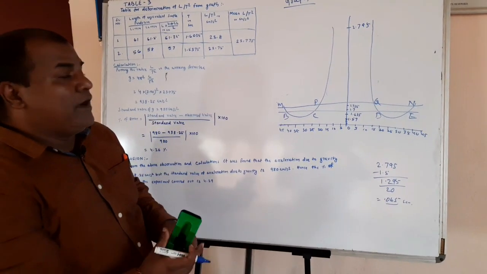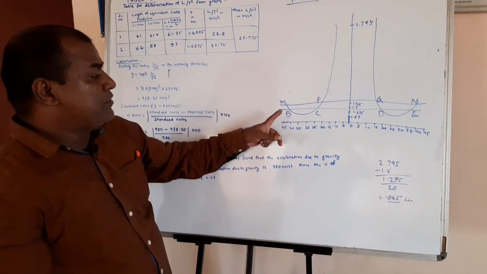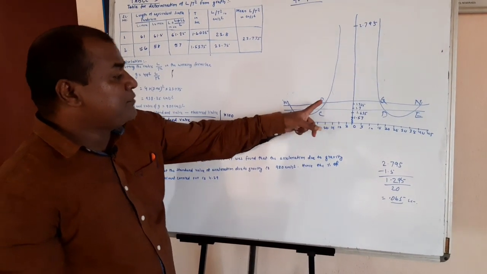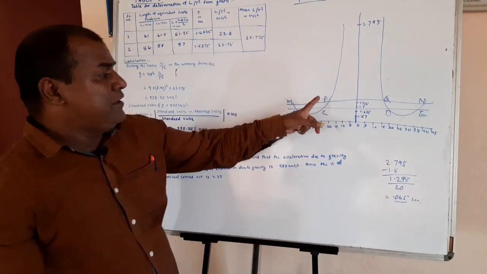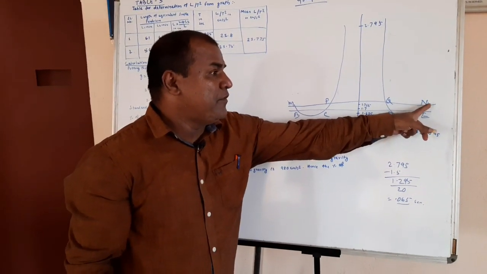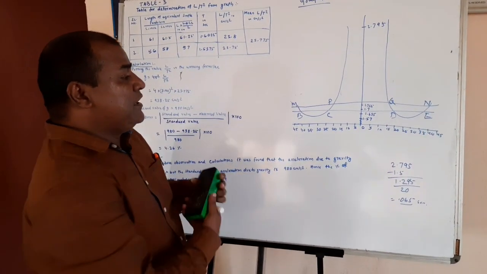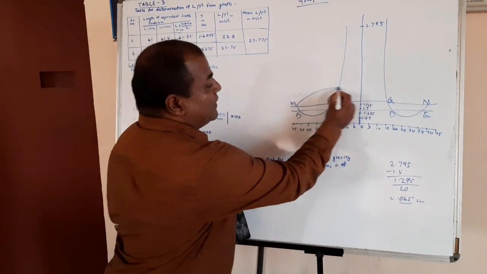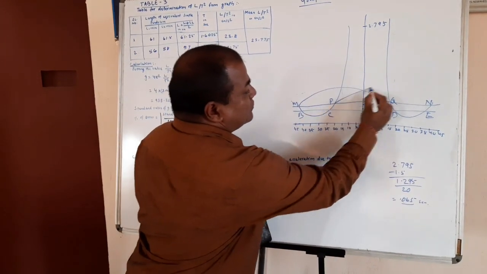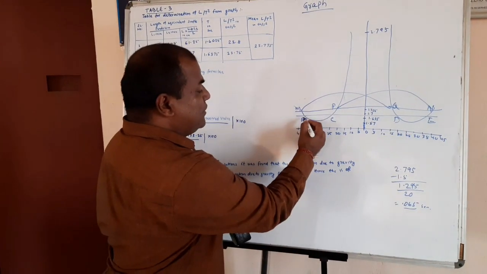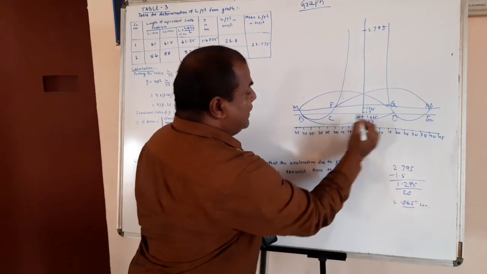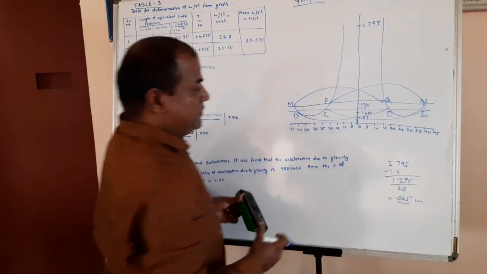Then here we will find the equivalent length. See here, what is equivalent length? Equivalent length is the distance between the nearer center of suspension on one side of the center of gravity to the further center of suspension on the other side of the center of gravity. That means your equivalent length is MQ and also PN. Similarly, for line 2, equivalent length is BD and CE.